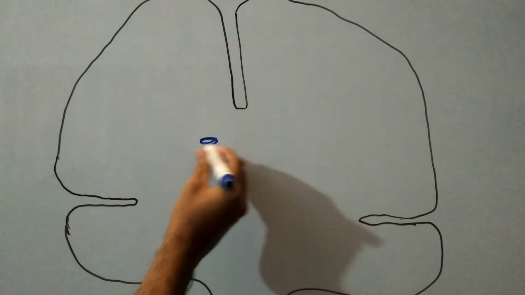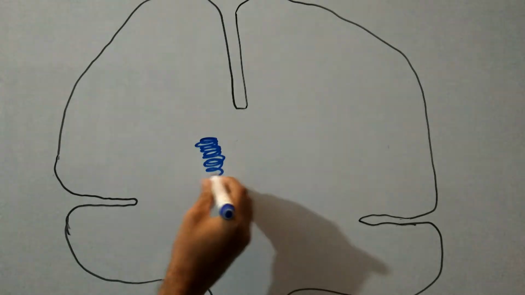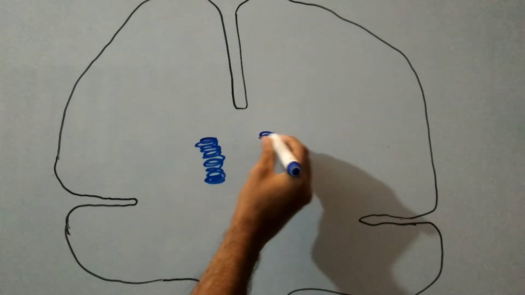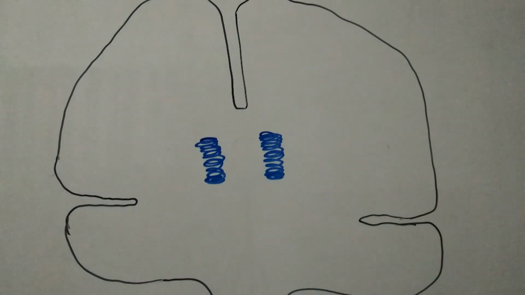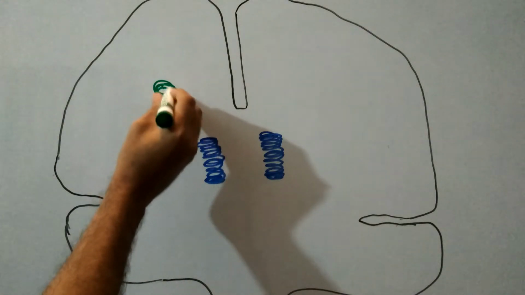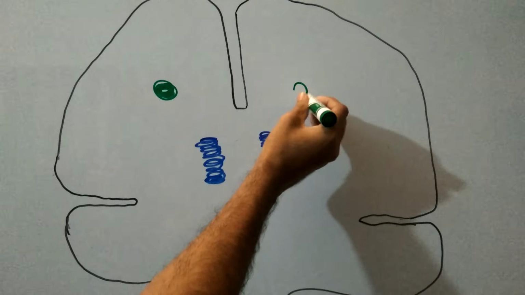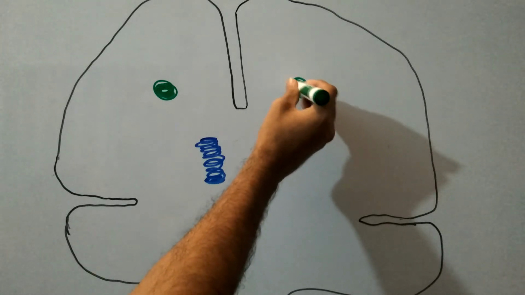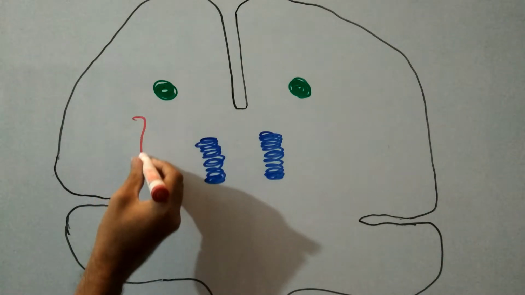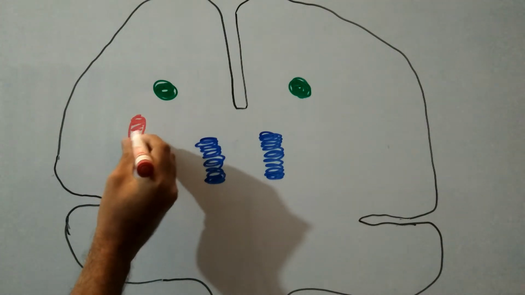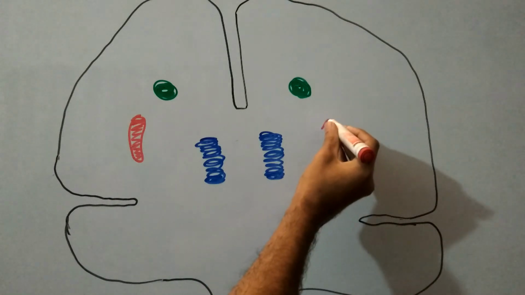So if I draw the structures here in this coronal section of the brain, we have our thalamus right here in the middle. This is the thalamus, and obviously a thalamus on the other side. Okay, so there's a thalamus and we have the caudate nucleus right here. After the caudate nucleus, we have the putamen. So this is the putamen.